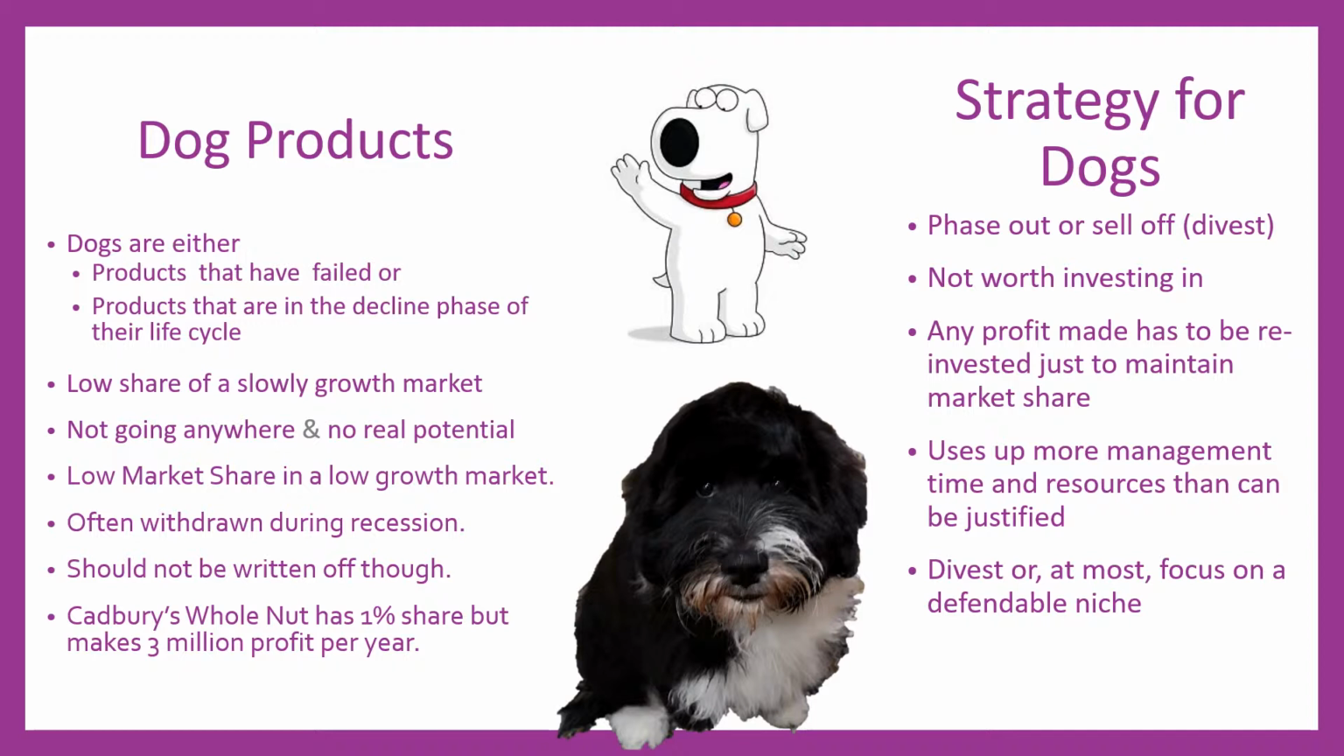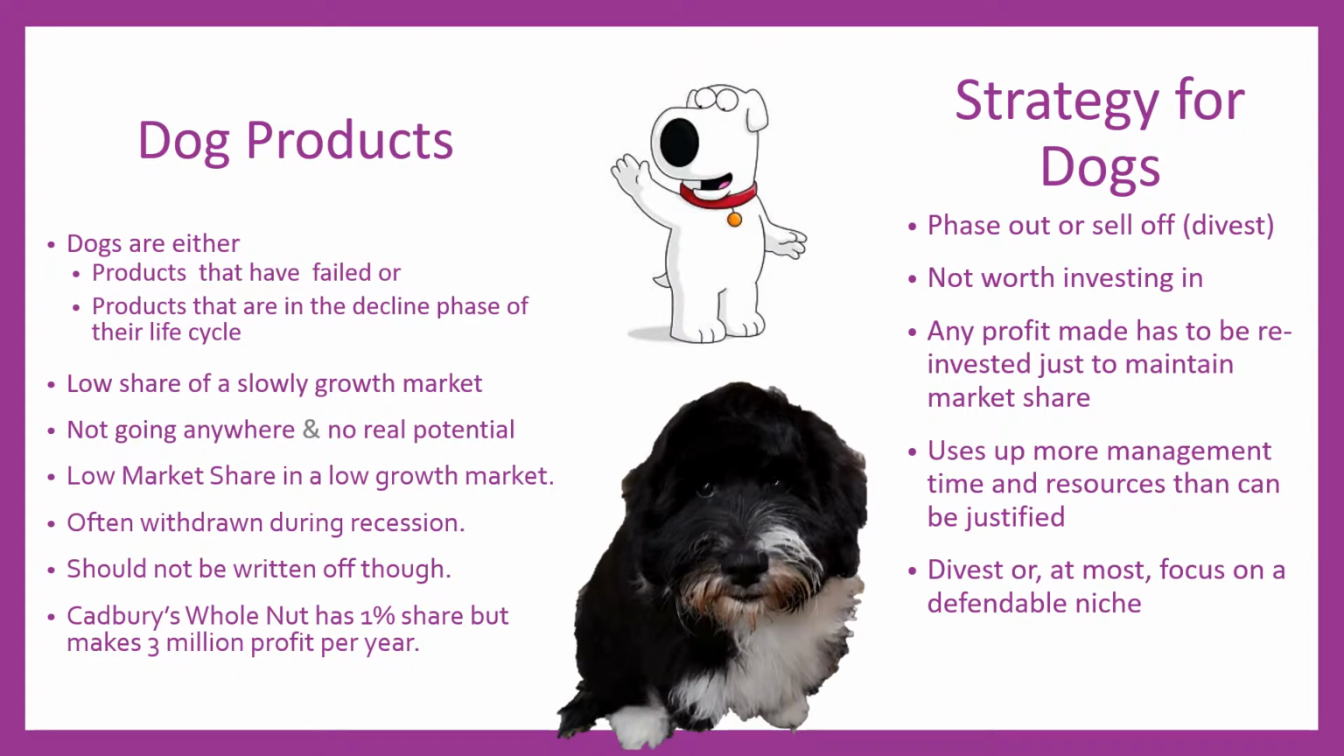Now, they could be withdrawn during recession, but again, if we look at Cadbury's Whole Nut, for example, it has a 1% share in the chocolate industry. So 1%, it's nothing really, but it is still making 3 million profit per year. The chocolate industry is not a growth industry, it's a decline industry, if anything, now that people are trying to be more healthy. But it's such a big industry, 1% is still 3 million in profit per year. That's a fantastic figure. Now, the strategy for dogs usually is to sell off or phase it out, right? So divest it. Not really worth investing a lot of money in.